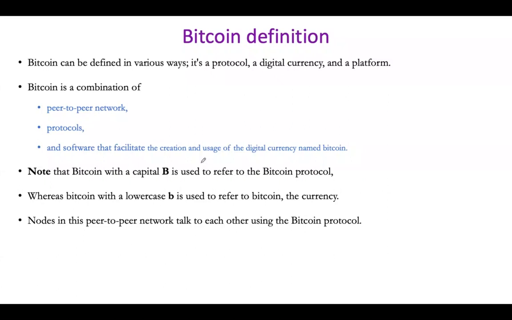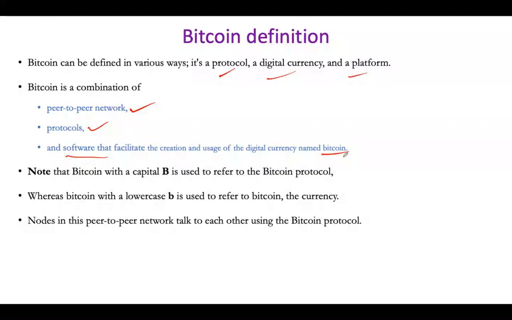So Bitcoin can be defined in various ways. It's a protocol, a digital currency. This Bitcoin can be a protocol, a digital currency, and a platform. So it is a combination of your peer-to-peer network, protocol, and some softwares that facilitate the creation and uses of the digital currency named Bitcoin.